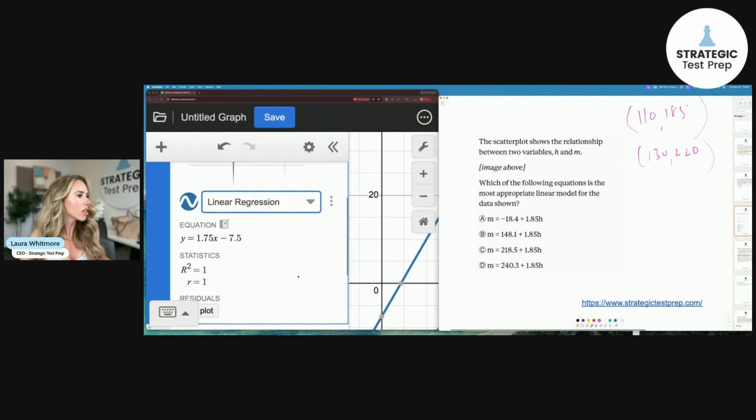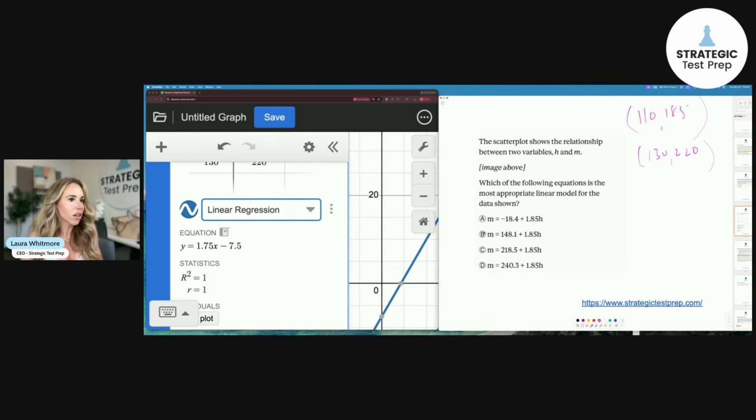So what is the closest? Well, the 1.75 is a little off. They have 1.85 for the slope. That's fine. But we need to find the closest y-intercept to negative 0.75. It's definitely not 148, 218, or 240. Negative 18.4 is the closest. So we're just going to go with A.